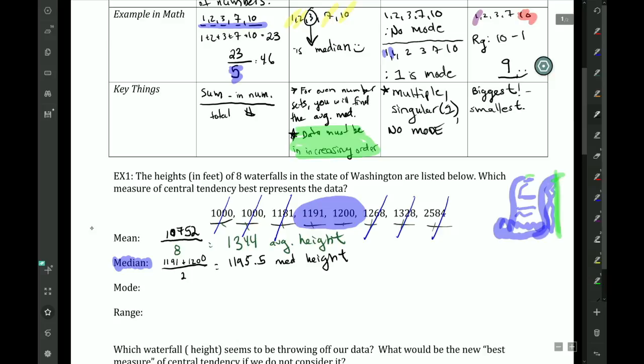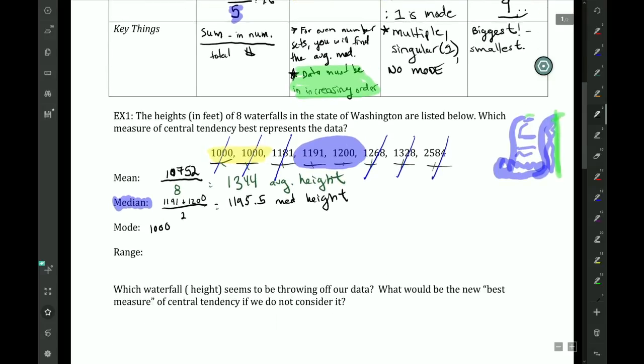Mode. What number appears the most? It's looking like 1,000 appears twice, so the mode is going to be 1,000. And the range is largest minus the smallest. So 2,584 minus 1,000 equals 1,584.